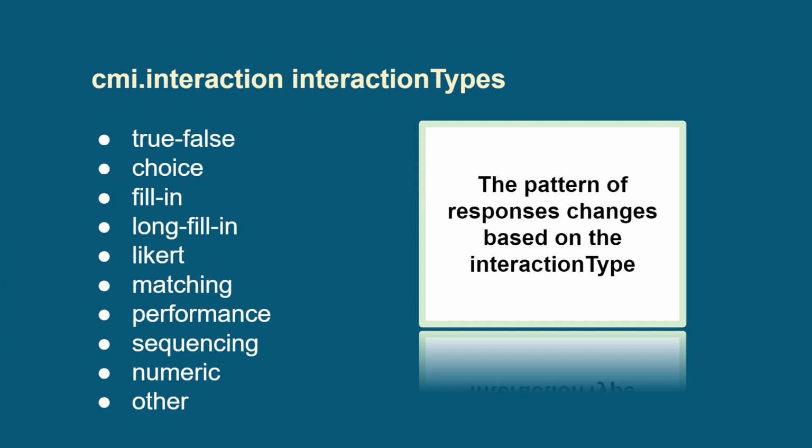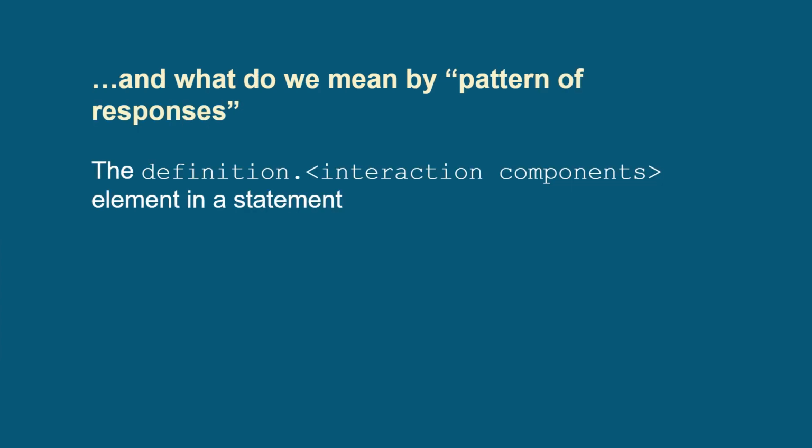Now, what do I mean by pattern of responses? One way to say this is it's the definition.interaction components, but that's not very helpful. So let me describe what the intent is. Let's go with a multiple choice question, and then we'll talk a little bit more about the specifics. So in the last 2 videos, we learned how to say in xAPI that Jono answered choice B on the assessment, for example. But let's say choice B was one of 4 choices in a multiple choice question.